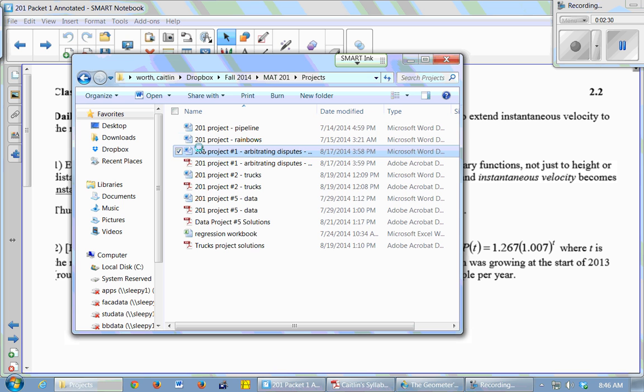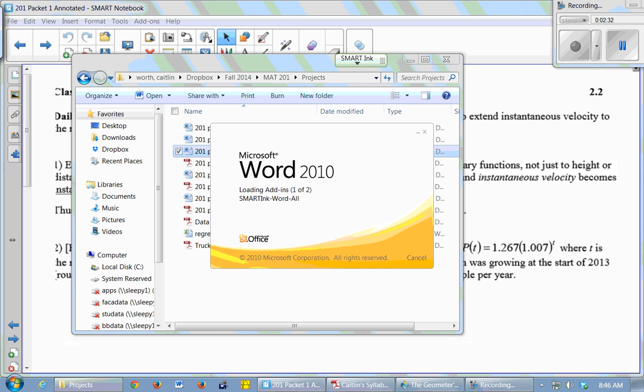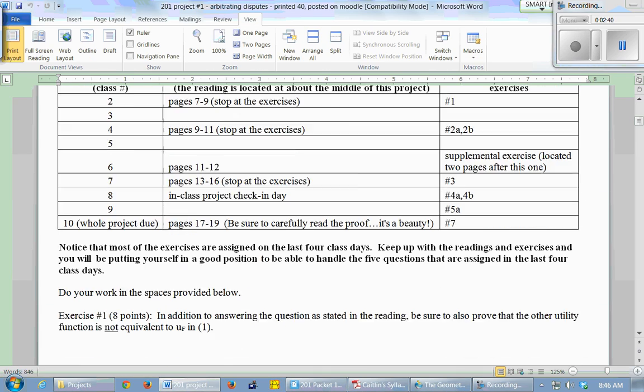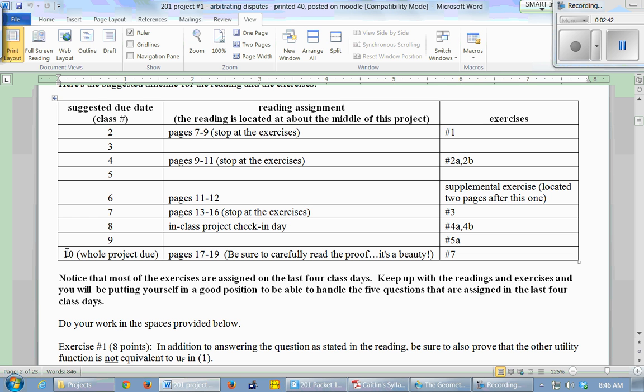So I'm going to open this one up. So this is the arbitrating disputes project. Take a quick look at the timeline. So by class 6, you should have completed the supplemental exercise. There's some serious reading attached to this, right? The supplemental exercise takes some effort to digest. So that's why you have a couple of classes to do that.